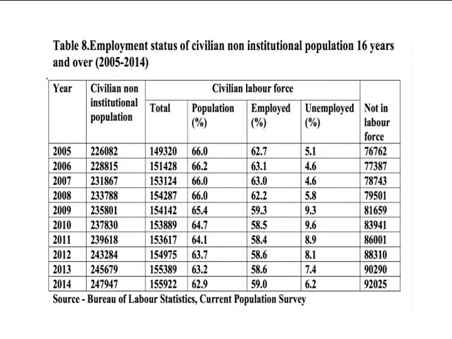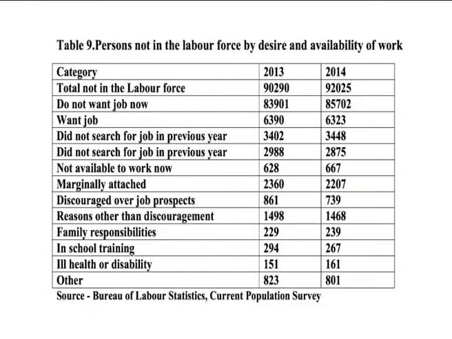Table 8 shows how employment has been changing between 2005 and 2014. 62.7% of the labor force was employed in 2005 and 5.1% was unemployed. In 2014, these percentages were 59 and 6.2 respectively. Table 9 depicts the various categories of people not in the labor force. The largest category was constituted by those who did not want a job, and the smallest was contributed by ill health and disability.